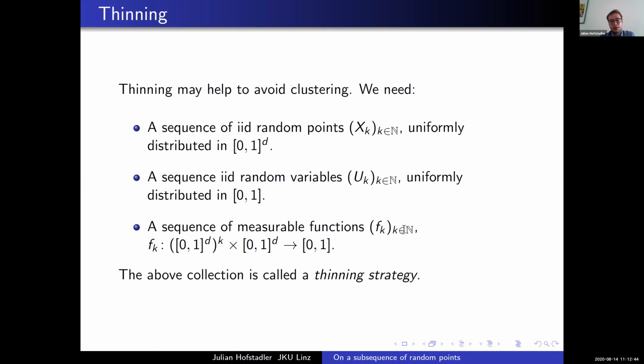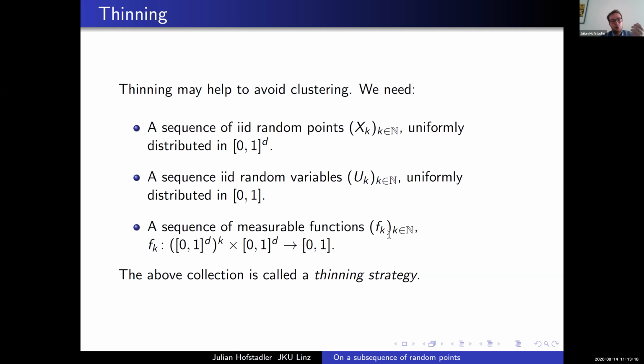So what do we need in general to be able to do this technique called thinning? We need a sequence of IID random points. They all should be uniformly distributed in the unit cube. I will call them xk. Then we need a sequence of IID random variables, uk. They should be uniformly distributed between 0 and 1. And then we need a sequence of measurable functions. These functions are called thinning functions.